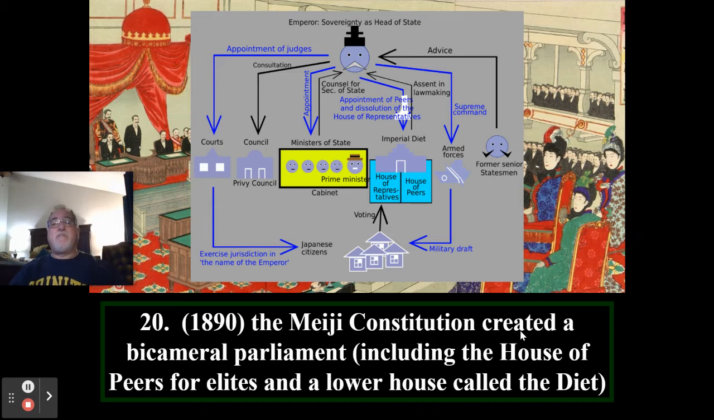So the prime minister, again, it's a figurehead. It's very much like the queen. This just kind of shows you how it works and what decisions are made. It's very interesting, and it was cool for me. I'd never seen this before, so I thought it was really, really neat.